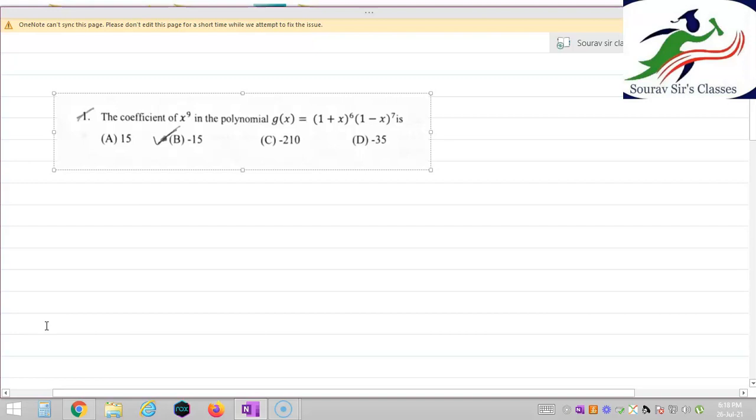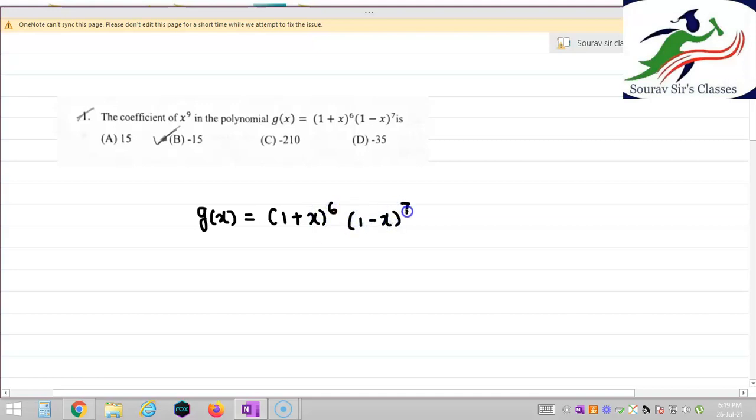Question number 1 says: find the coefficient of x to the power 9 in the polynomial g(x), where g(x) is equal to (1 plus x) to the power 6 into (1 minus x) to the power 7. So I am writing g(x) again. g(x) is equal to (1 plus x) to the power 6 into (1 minus x) to the power 7, right?